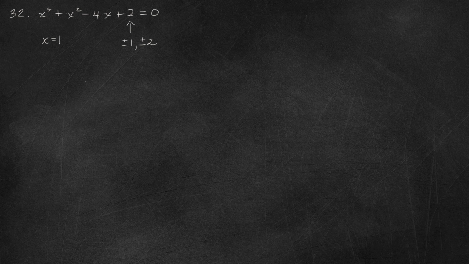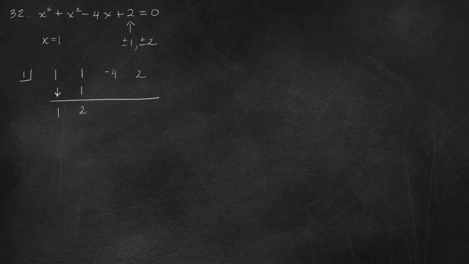Let's use synthetic division. To use synthetic division, I'm going to copy down the coefficients of my terms in descending order. 1, 1, negative 4, and 2. I'm going to divide by the root that I know, which is 1. I start by bringing down this first coefficient, 1, and then I multiply by the root, 1, and that gives me 1. Then I add the numbers in this column, I get 2.